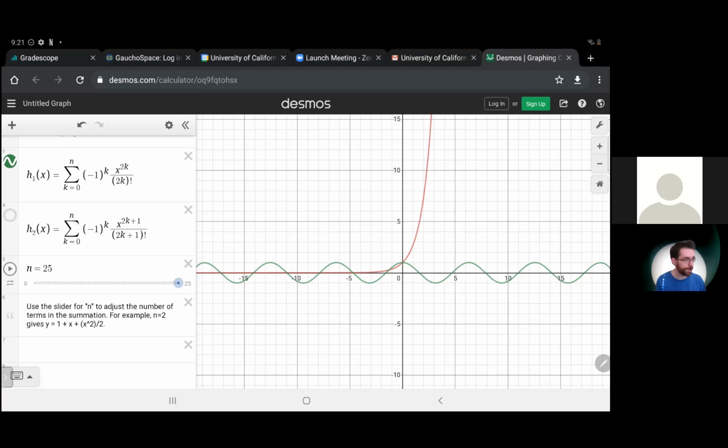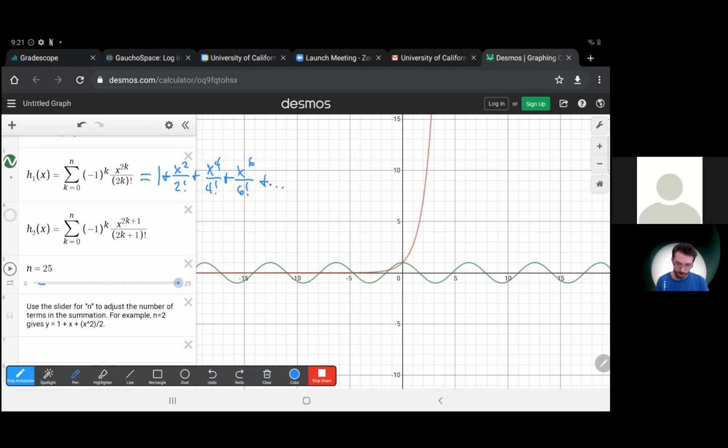Does anyone know what that function is? Take a second if you need it. It's actually the cosine function. Okay, so you guys don't end up doing much trig in this class, or any trig, I don't think. But this is actually cosine x.